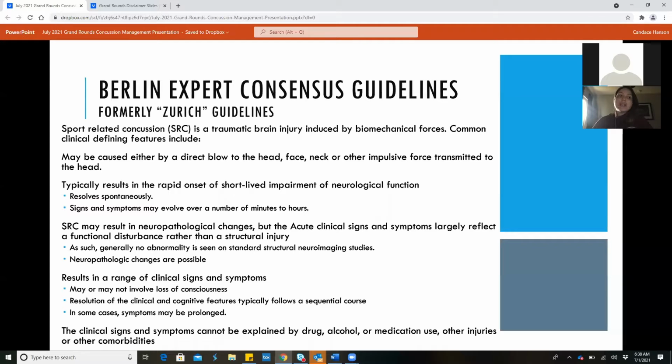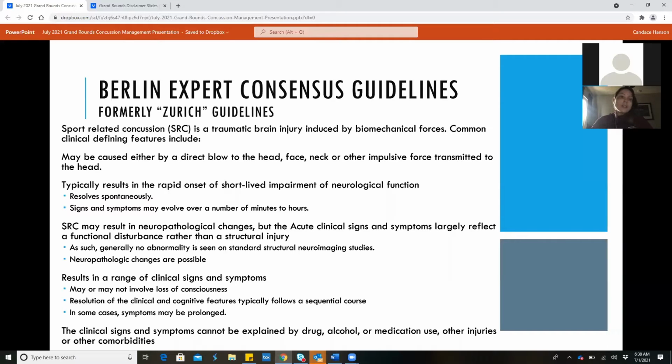Sport-related concussion may result in neuropathologic changes, but the acute clinical signs and symptoms largely reflect a functional disturbance rather than a structural injury. This means that there's generally no abnormality seen on standard structural neurologic images, and is why we do not need imaging in a standard concussion evaluation. Neuropathologic changes are possible. These can be seen on functional PET scan, but obviously is not what we're doing for evaluation for concussion.